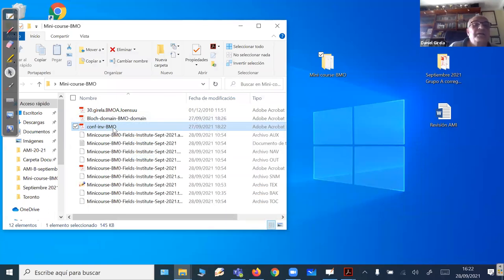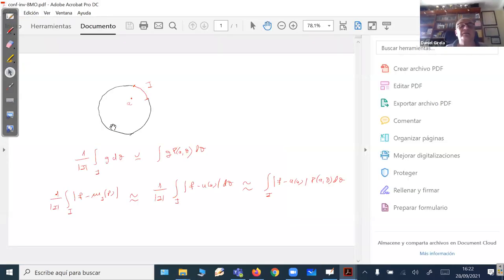I have here some small drawings. We have here the unit circle, and here we have an interval I. Let's take this point a to be a point on the radius which ends at the center of the interval I, so that the distance from a to the circle is equivalent to the length of I.